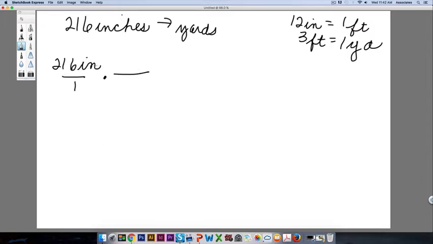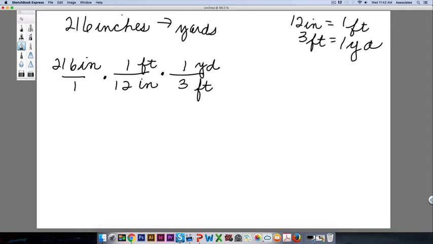Now I want to get rid of the label of inches, so inches is going to go in the denominator, feet's going to go in the numerator, so I get 12 inches is 1 foot. Now I want to get rid of the label of feet because remember I want to get to yards, so feet goes in the denominator, yards goes in the numerator. 3 feet is 1 yard.